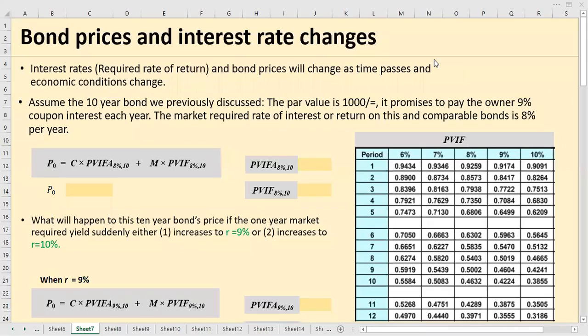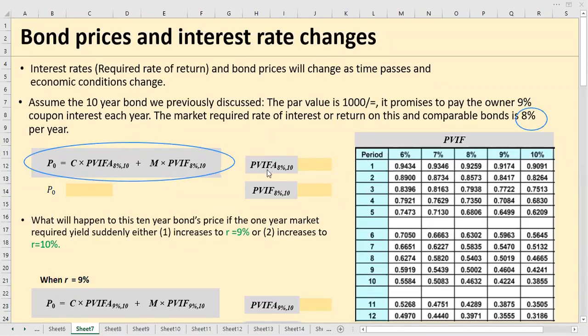So based on 8%, shall we calculate the bond price here again? Just to give you a refresher of the last session, I am going to use the same formula, and this is the formula here. We know that the required rate of return is 8% and the bond's coupon rate is 9%, and it is a 10-year bond, and the par value is 1,000 rupees. So all we have to do is find these values from the table.